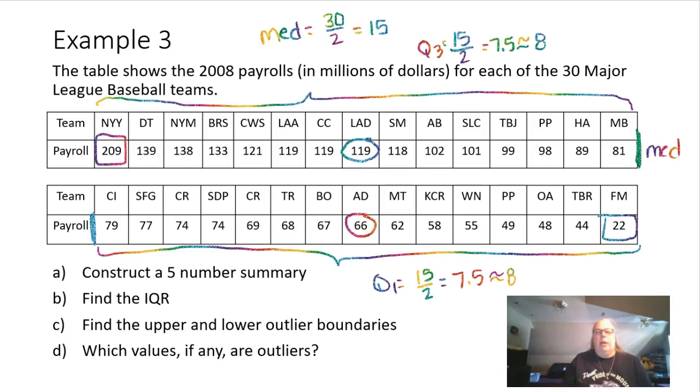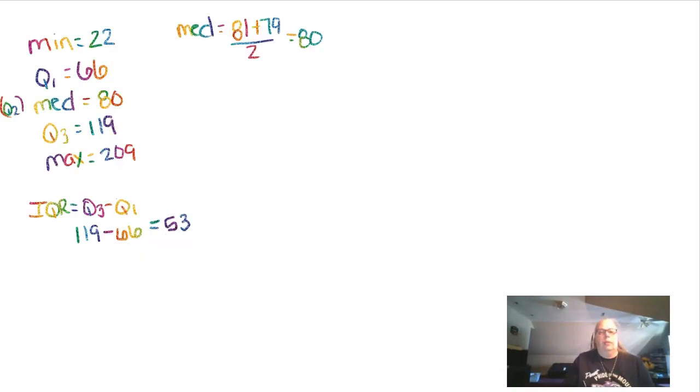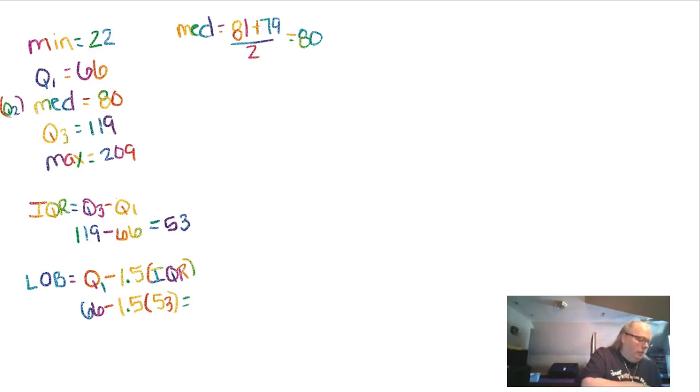Part C, find the upper and lower outlier boundaries. All right, the lower outlier boundary is going to be our Q1 minus 1.5 times that IQR. Now in our case, Q1 is 66 minus 1.5 times that IQR we just found of 53. And that gives me negative 13.5. This means we don't have any lower outliers.